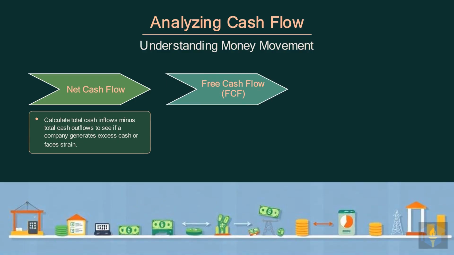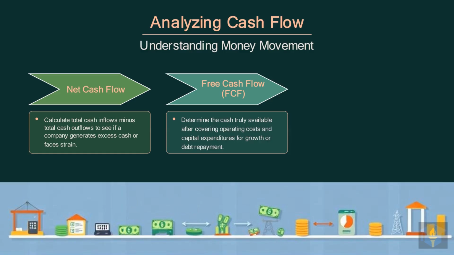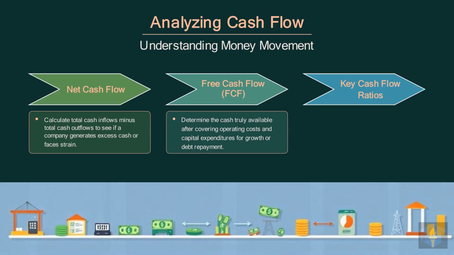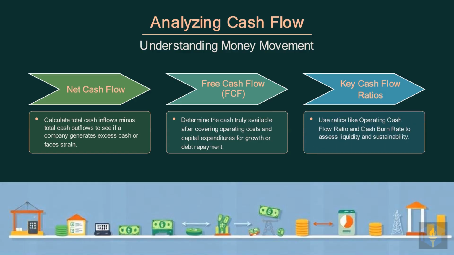Then, we look at free cash flow, or FCF, indicating cash available after essential expenditures. FCF determines cash available after operating costs and capital expenditures, usable for growth or debt repayment. Finally, we utilize key cash flow ratios to gain deeper insights into a company's financial state. Ratios like operating cash flow ratio and cash burn rate assess liquidity and long-term sustainability efficiently.